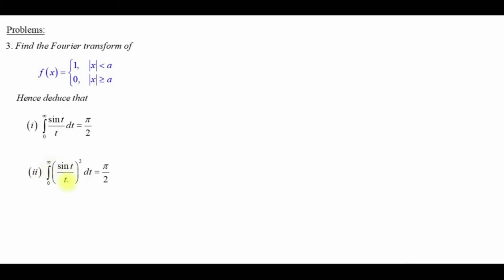Problem number 3. Find the Fourier transform of f of x equal to 1 when mod x is less than a, and 0 when mod x is greater than or equal to a. Hence deduce that the integral from 0 to infinity of sin t by t dt equals pi by 2, and the integral from 0 to infinity of (sin t by t) whole square dt equals pi by 2. So first we need to find the Fourier transform of f of x.